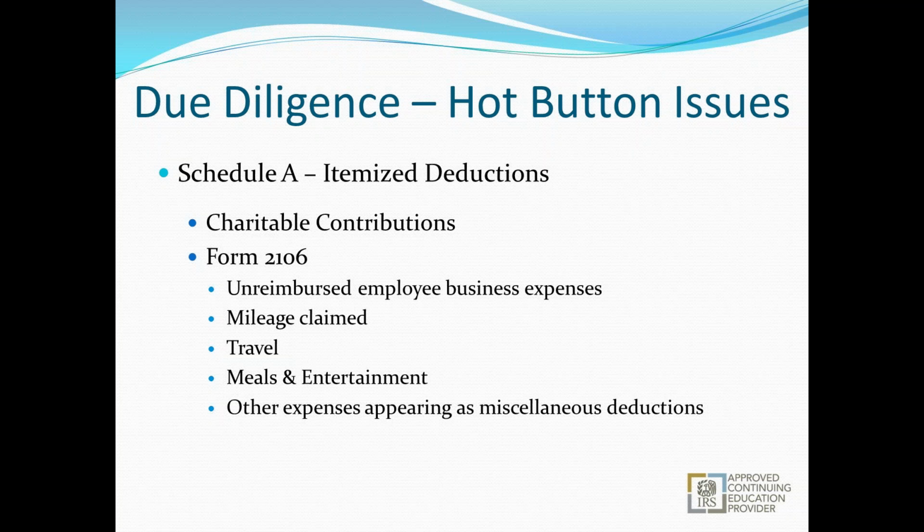Form 2106. I mentioned that's really common. Unreimbursed employee expenses: claim way too much mileage, claim expenses for travel that in reality were paid by the boss, meals and entertainment expenses, like trying to take their personal lunches as an expense for business purposes, other expenses appearing as miscellaneous deductions. These are all things that they like to watch out for.